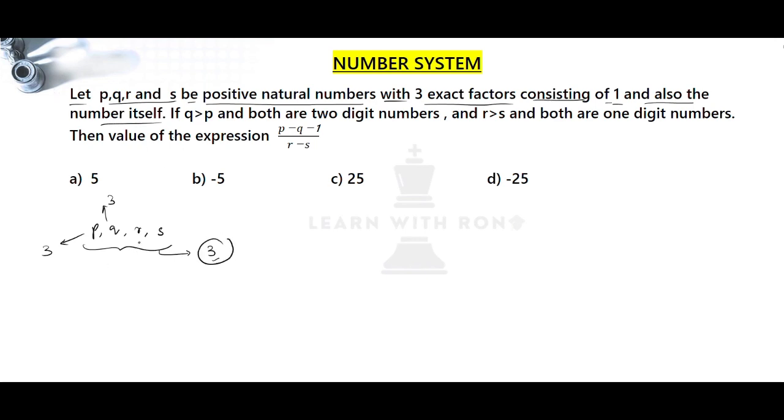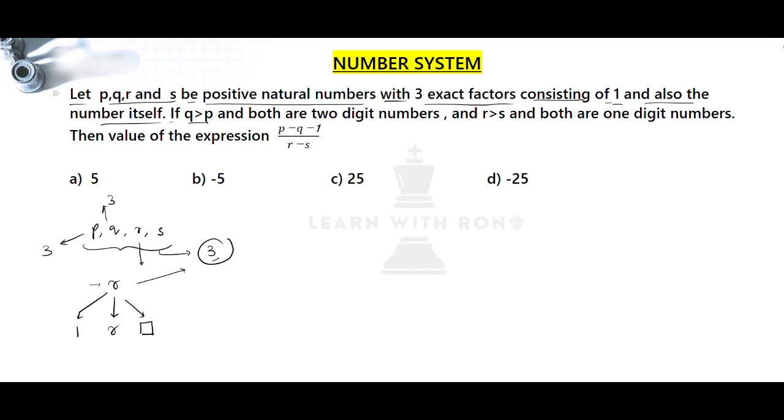So here R is a number, right? Let's take R. R has exactly three factors. In these three factors, one factor is 1, another factor is the number itself, R, and there is another factor which is a number. So in this format, the factors are present for each of these numbers P, Q, R, S.